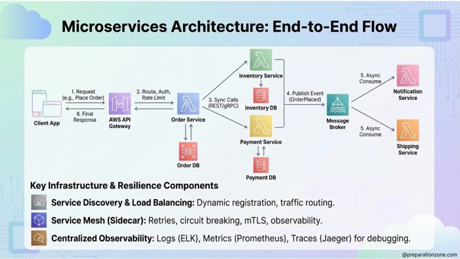So, final response to the user. Once everything is done, payment confirmed, stock validated, the API gateway sends the final response back: order confirmed. A short real world example: a user places an order, then it goes to the API gateway. From the API gateway it goes to the order service. Order service checks the inventory and then processes the payment. Order service saves the order, publishes an order placed event. Notification service sends an email and SMS. Shipping service schedules delivery. API gateway returns order confirmed.